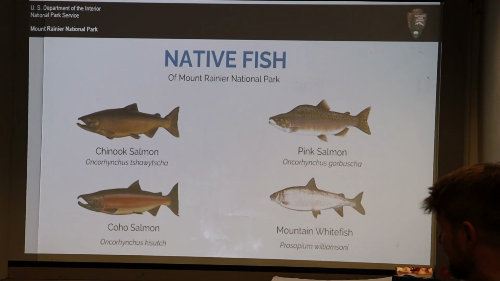These are some of the other native fish species within our drainages, but we don't necessarily see a lot of them within the park. Again, we're just a little bit higher in elevation. So we have mainly three types of salmon in the border areas of our park: Chinook, coho, and pink.